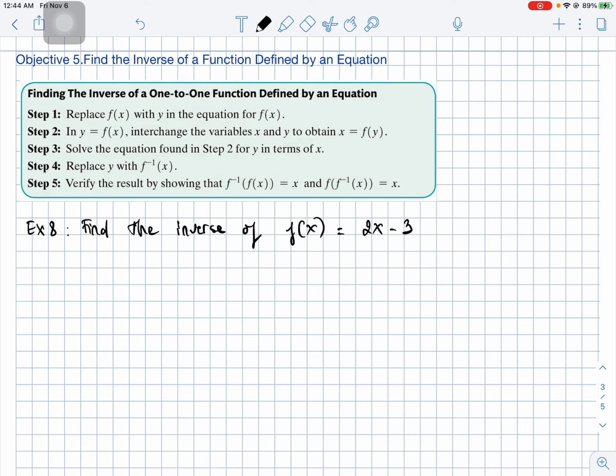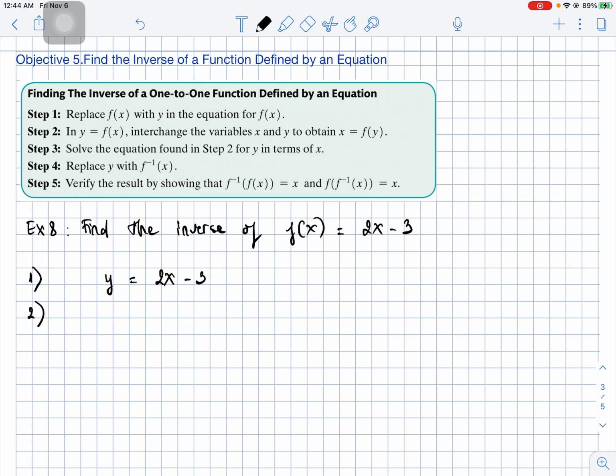First of all, we look at the function 2x minus 3. It is a line. It is a linear equation, so it is 1-to-1. When the function is 1-to-1, then we can find the inverse. So step number 1, we need to replace f of x with y in the equation. So we write y equal 2x minus 3.